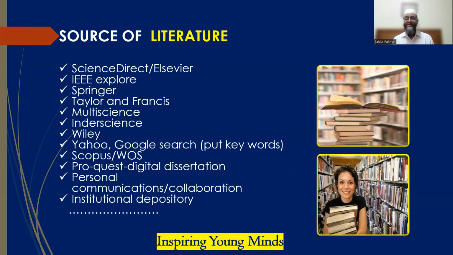So when we are going to write a review paper, certainly we need the resources. What are the sources of literature? As you know, there are diverse sources. One of them is that normally around 80% of literature can be obtained from ScienceDirect and NCBI. And IEEE Xplore also is one of the biggest platforms. Springer, Taylor and Francis, MDPI, so many sources are there.